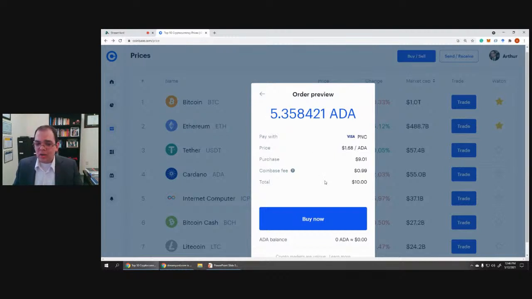Cardanos. Okay, and if you buy more beyond $10, this percentage that you pay in fees decreases tremendously. If I'm not mistaken, if you have $100, it's going to be like 3.5% that you pay in fees. That's the money that will go towards Coinbase.